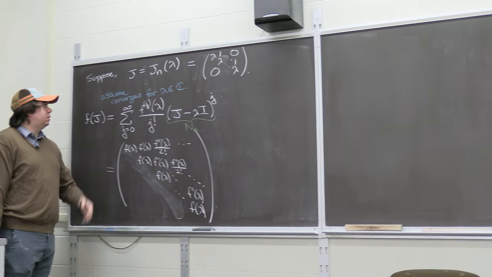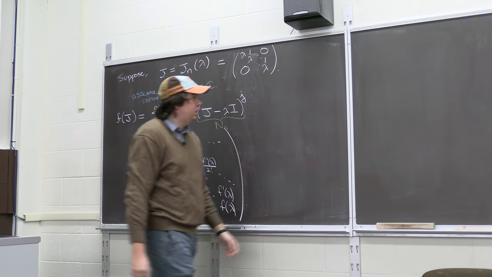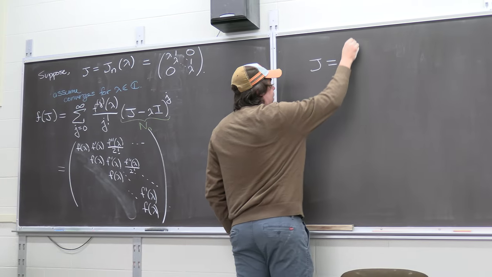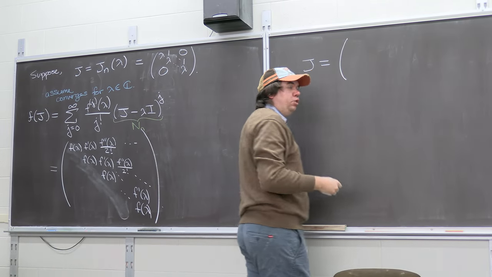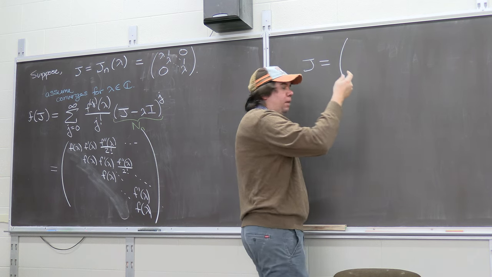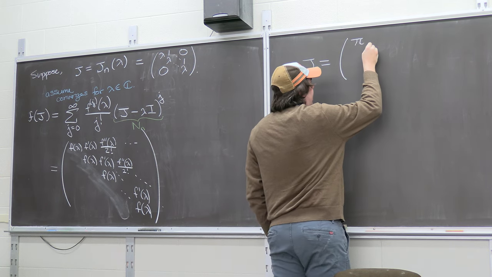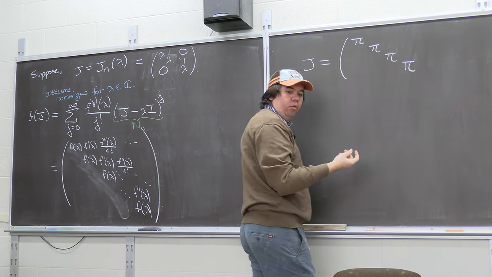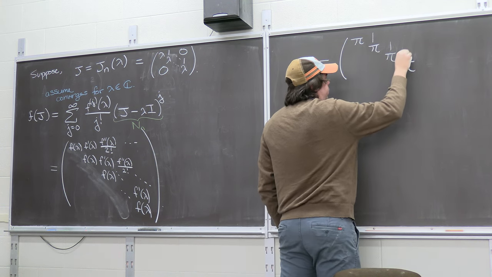So, let's pick something to be our matrix J. I don't know, let's make our matrix J something like, let's do pi's. Let's do sine and cosine. That'd be kind of fun. Pi, pi, pi, pi, a 4x4. And we'll have some superdiagonal.